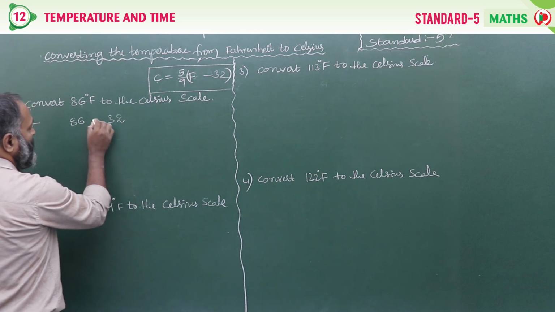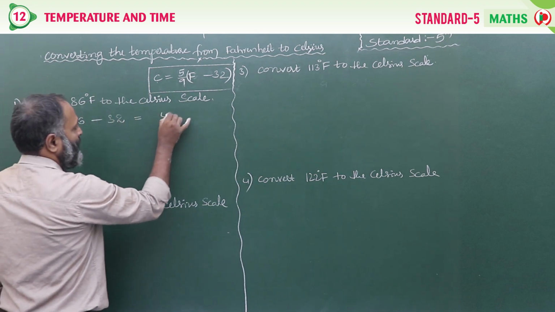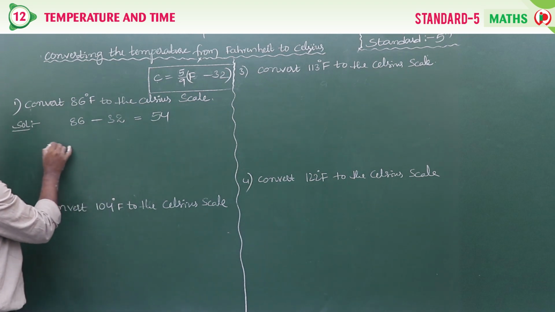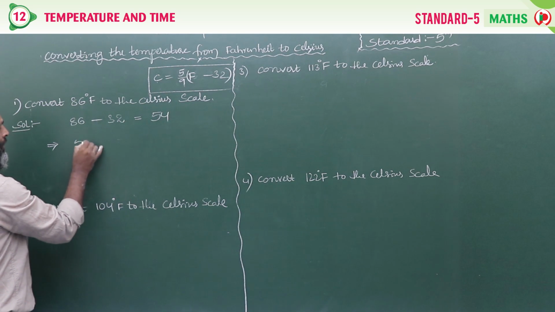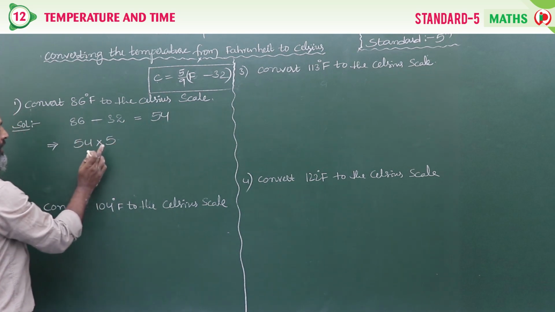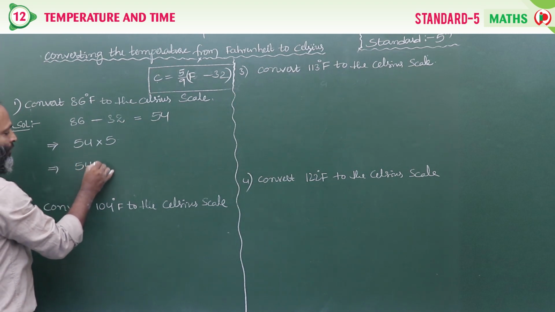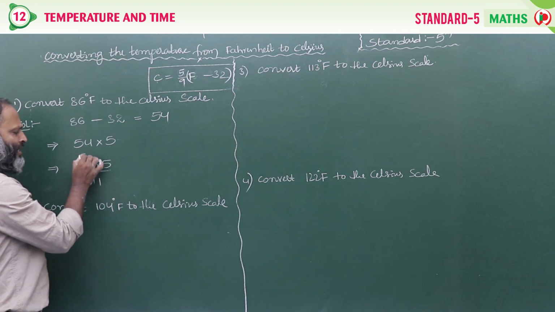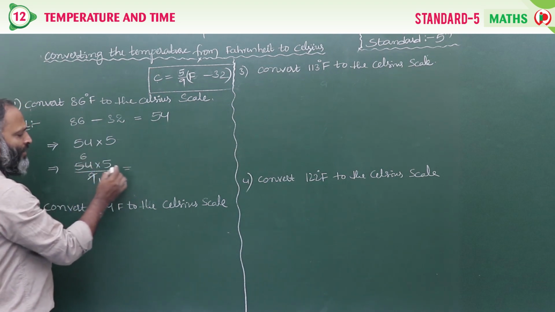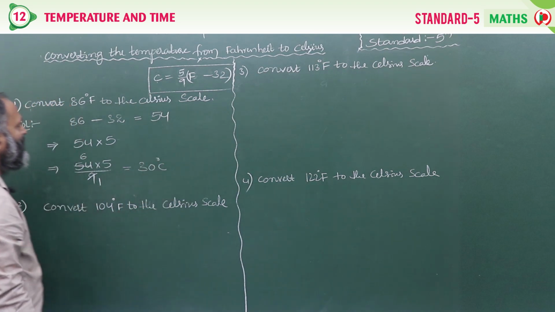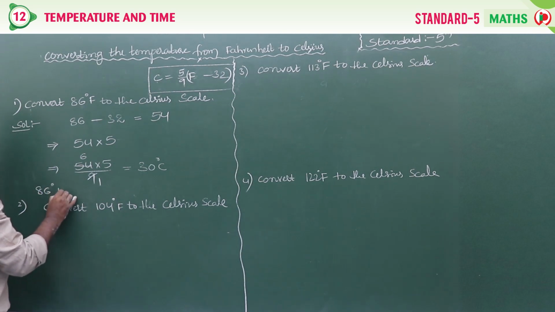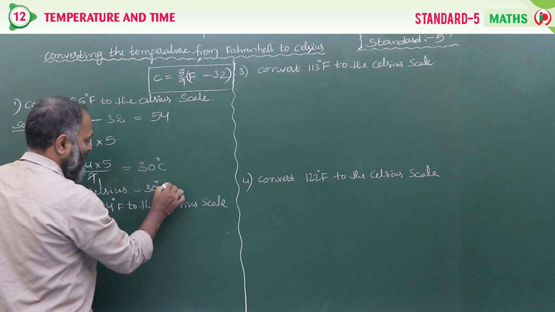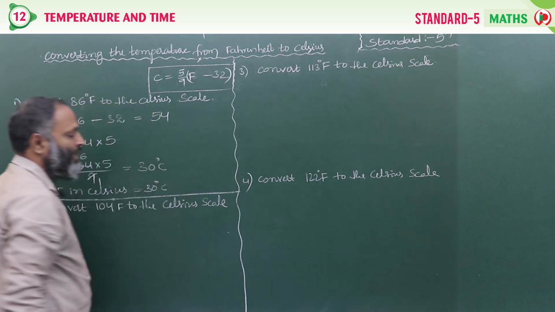86 minus 32. First you subtract. Then 6 minus 2 is 4, 8 minus 3 is 5. 54. Now in the second step, this 54 is multiplied by 5, and this product is divided by 9. 54 into 5 by 9. Now you cancel: 9 ones are 9, 9 6s are 54. Now 6 and 5 are left. 6 5s are 30. 30 degrees Celsius. So 86 degrees Fahrenheit in Celsius is 30 degrees Celsius.